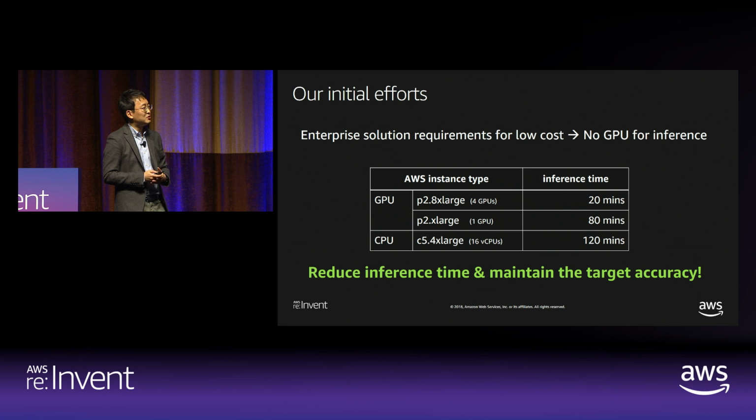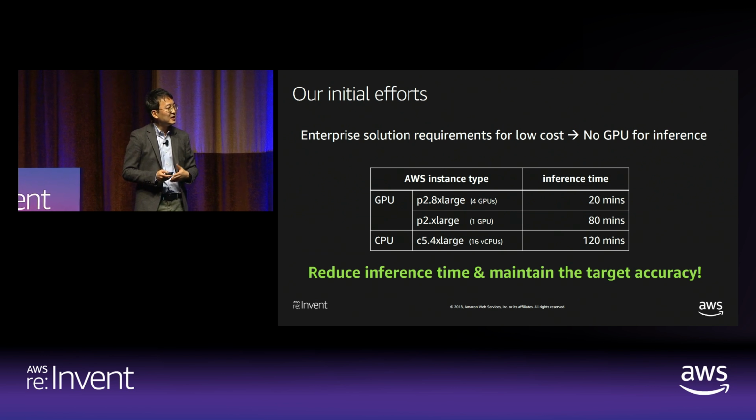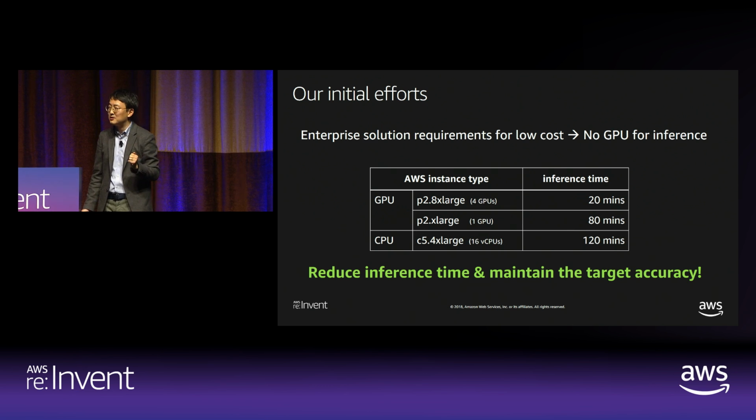Since we wanted to reduce the cost, we changed from 4 GPUs to 1 GPU. It became 80 minutes. And then we replaced the GPU with CPU because CPU is relatively cheaper than GPU. And then it became 120 minutes, which is almost 2 hours. Our optimization goal was to reduce this inference time, and also, we didn't want to sacrifice the target performance, the accuracy. So that was the goal of our optimization.